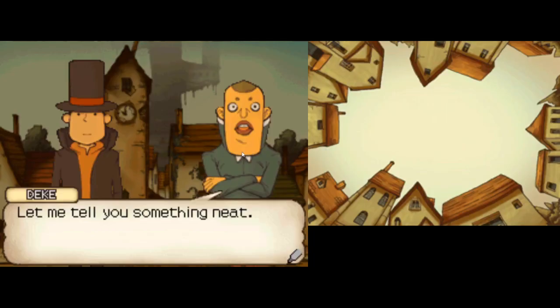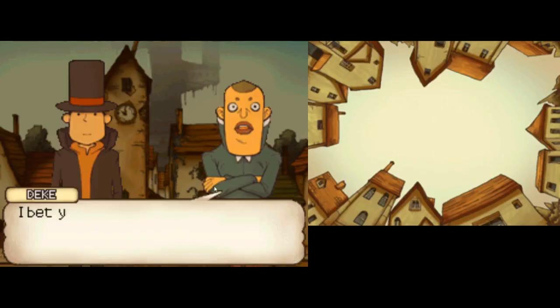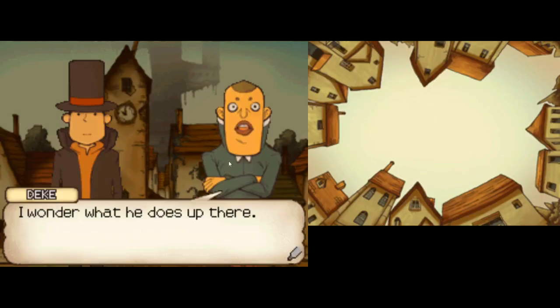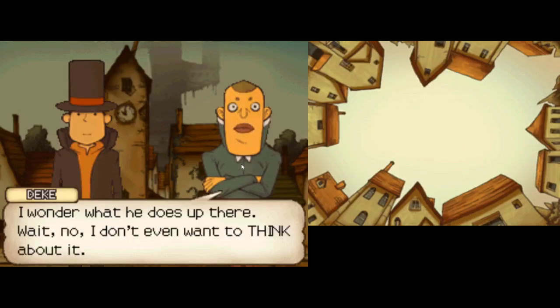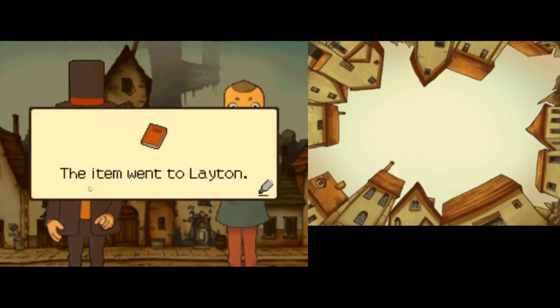Let me tell you something neat. And by neat, I really mean terrifying. The thing is that I've actually seen that old man with the big sack coming out of that tower up north. I bet you dollars to donuts that he's the one behind all these disappearances. I wonder what he does up there. Wait, no, I don't even want to think about it. It's just too scary.